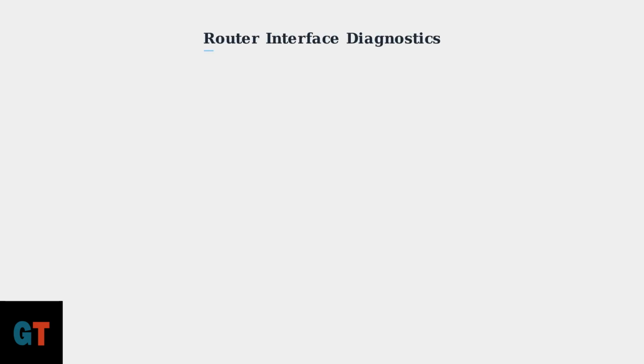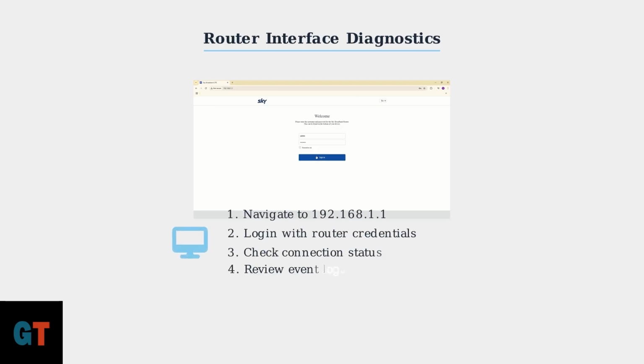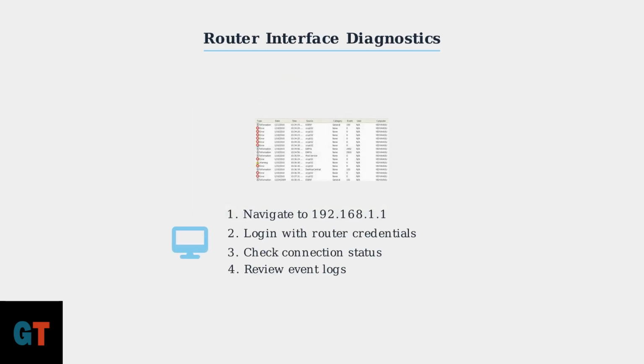For advanced diagnostics, access your router's web interface. Connect a device via Ethernet cable and navigate to 192.168.1.1 in your web browser. Log in using the admin credentials found on your router label. Once logged in, check the connection status, event logs, and line statistics for diagnostic information.